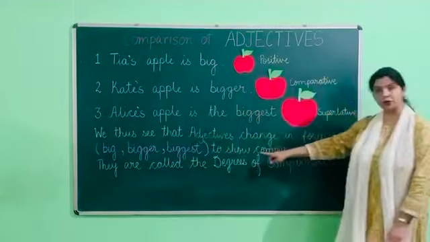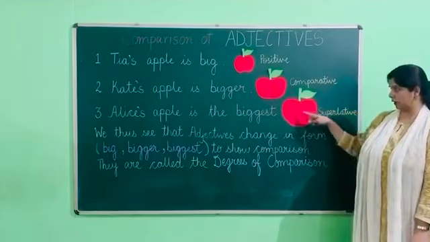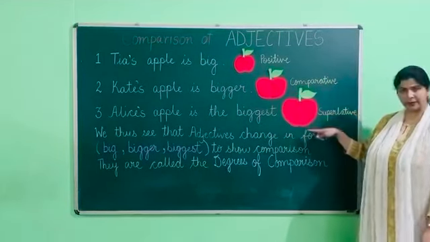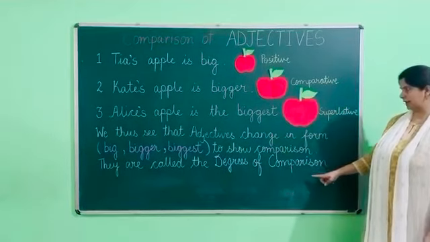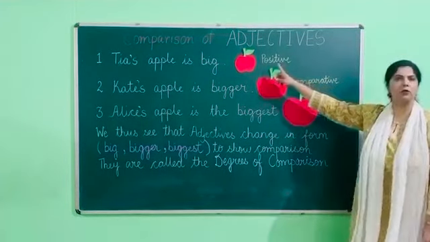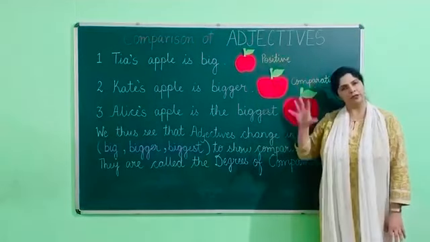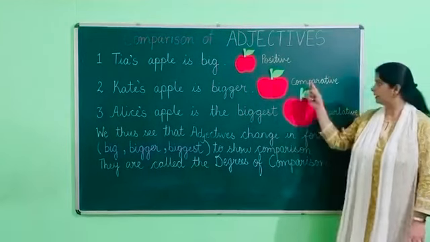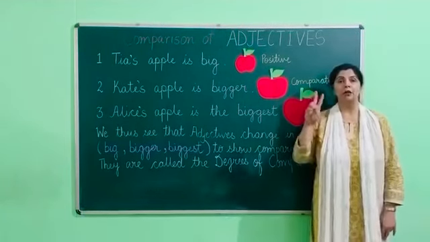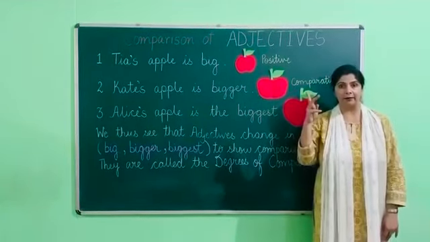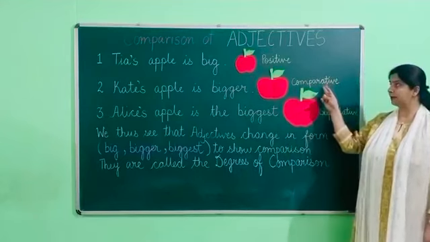Now I told you that when the adjectives change in form from big to bigger to biggest, to show comparison, what are we doing? We are showing the comparison in the size. It is called the degrees of comparison. The first degree is known as the positive, where you just talk about one thing. Then comparative, when you're talking about two things. When two things are compared, it is called comparative.